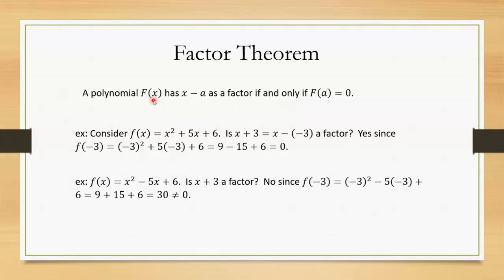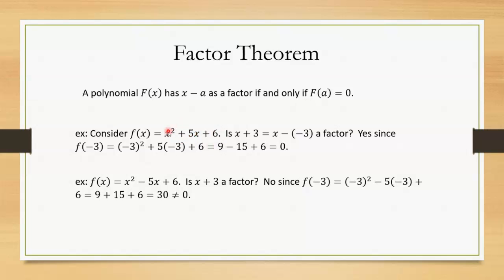That a polynomial capital F of x has x minus a as a factor if and only if f of a is 0. If and only if means both directions. So if x minus a is a factor of capital F, then f of a is 0. And if f of a is 0, then x minus a is a factor. And that's really useful. So to find out if x minus a number is a factor amounts to doing a function evaluation.